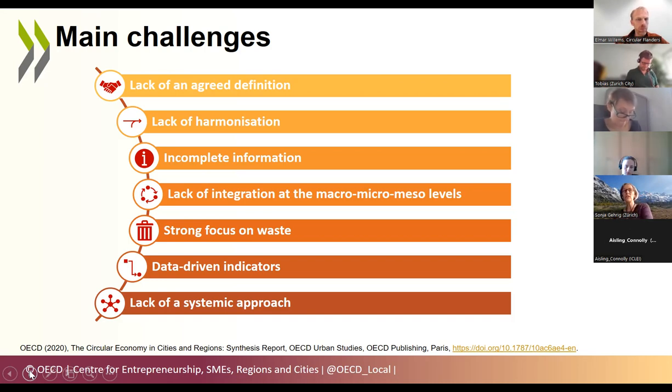And last but not least, I would like to focus on this lack of systemic approach. The waste of some sectors can be resources for another, and there was no way to capture that. We were also missing indicators mainly on design and repair. It was very much focused on production and consumption and the treatment of the waste generated.